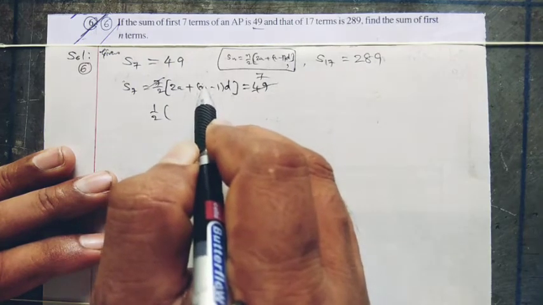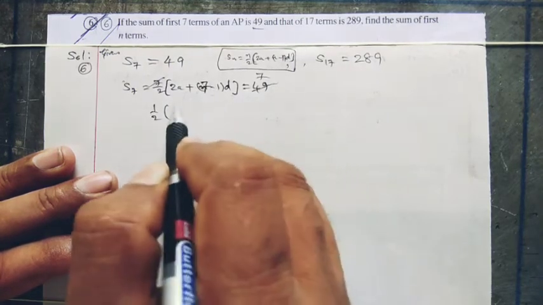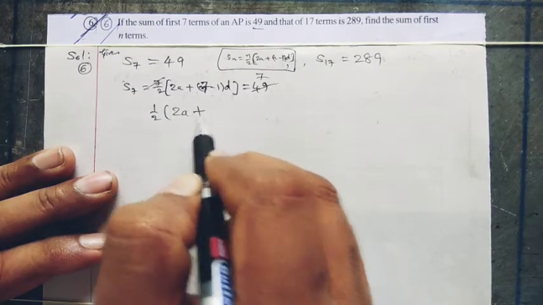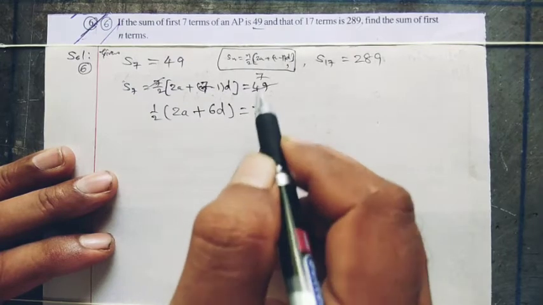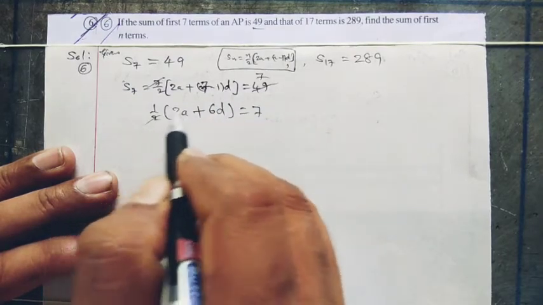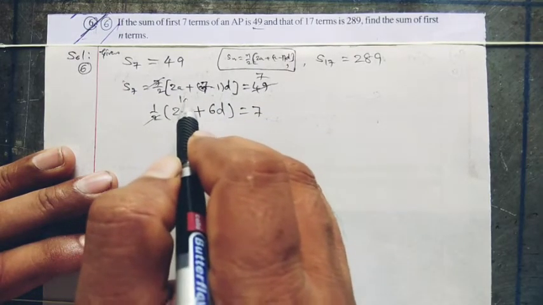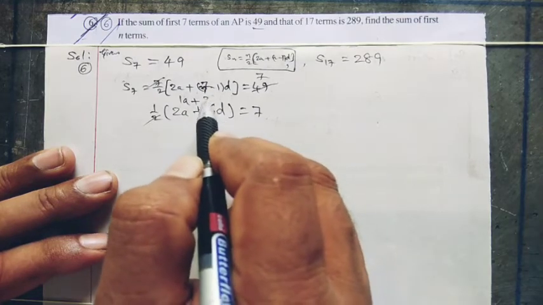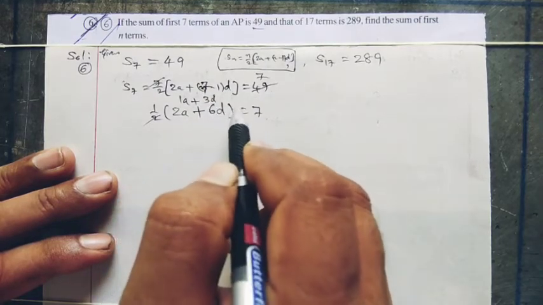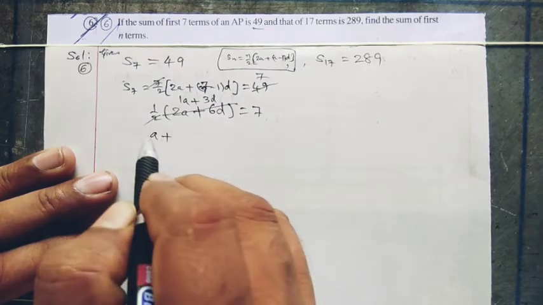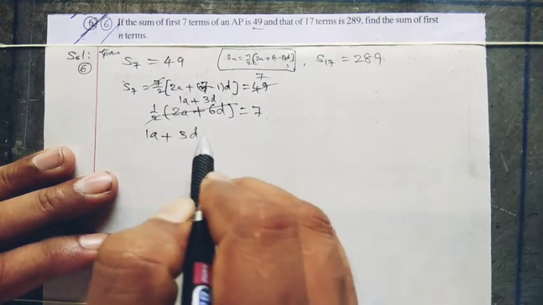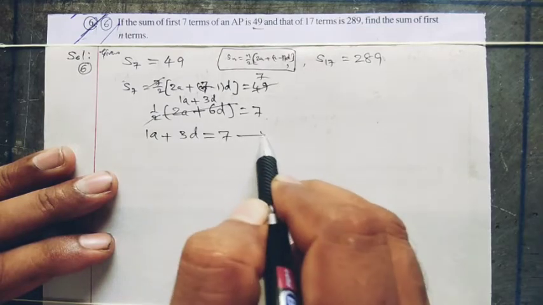Here we have to write 7 terms. So 2a plus 6d is equal to 7. We can cancel like this. 2 ones are 2, 1a plus, 2 threes are 6d, can cancel. So a plus 3d is equal to 7. This is equation 1.